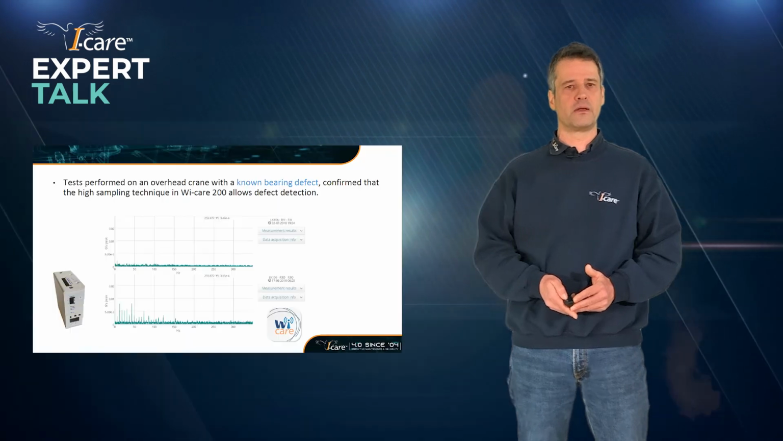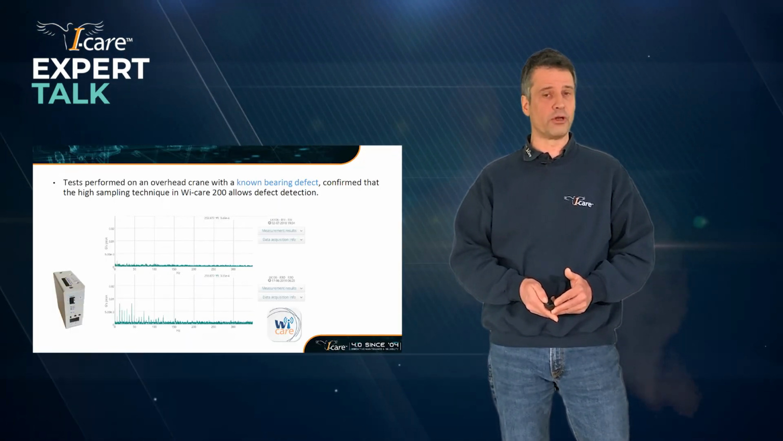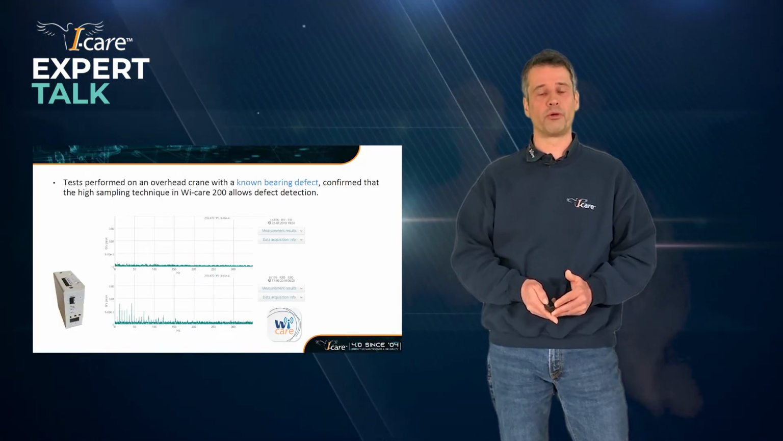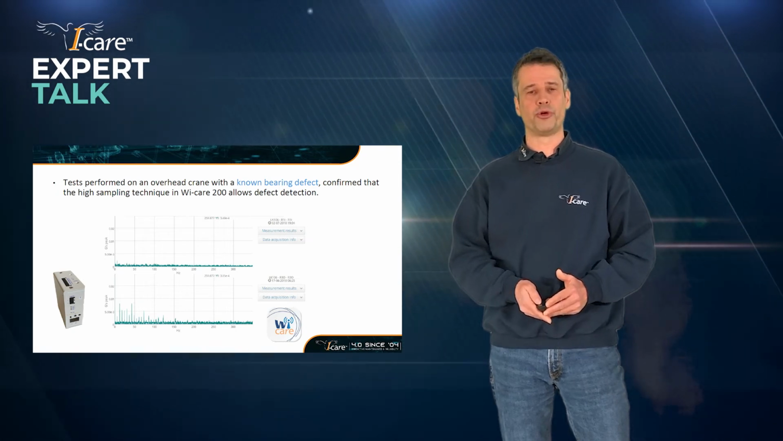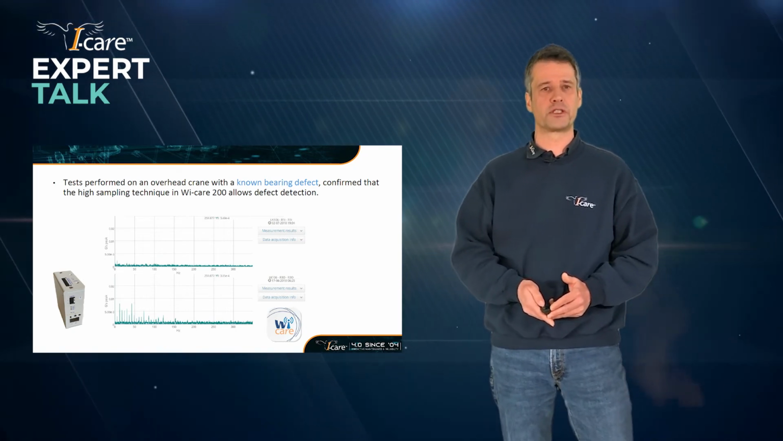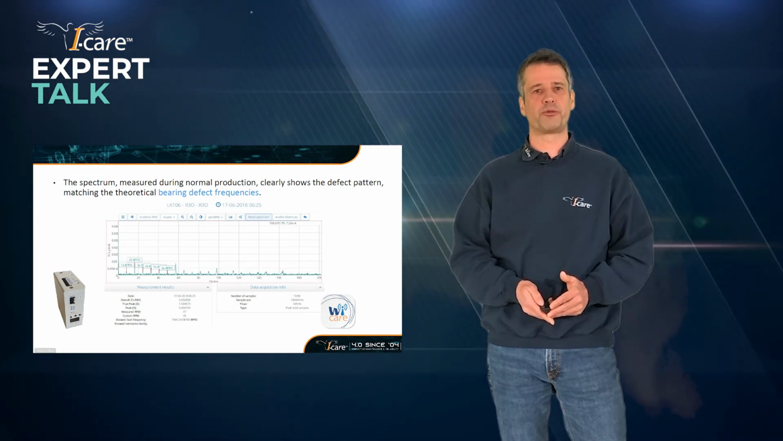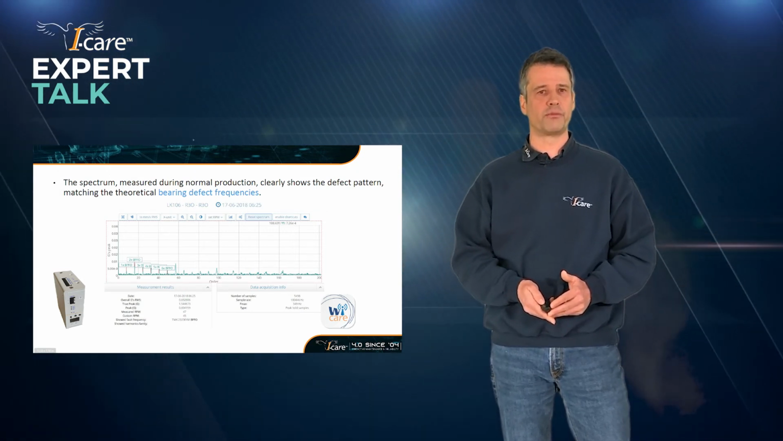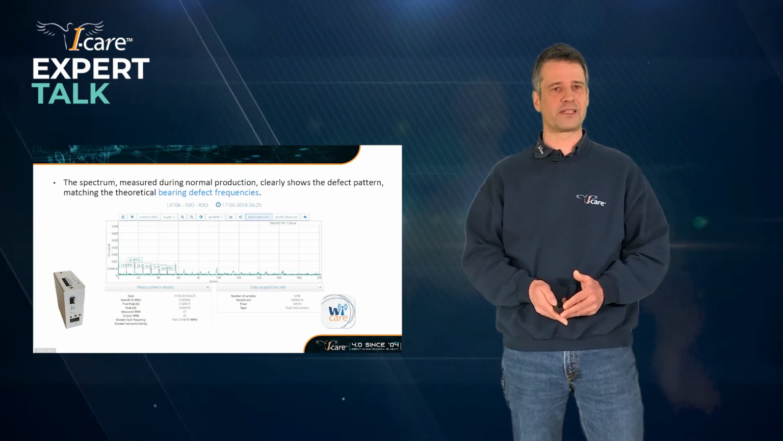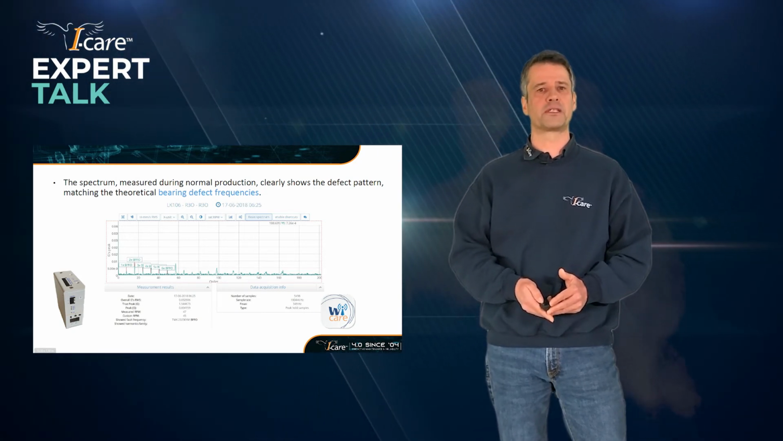With the tests performed with this online monitoring system, we were able to detect that we got similar results to what we were already obtaining before with the portable measurements. This spectrum, for instance, clearly shows again the pattern of an outer race defect which was present and detected on the first bearing where we installed this test for the online monitoring system.